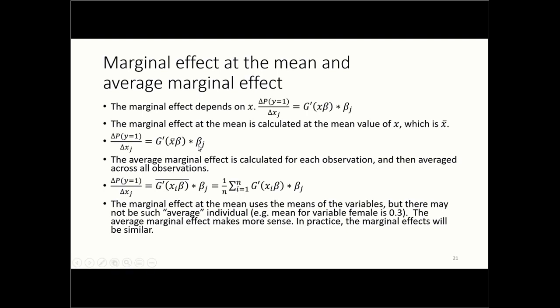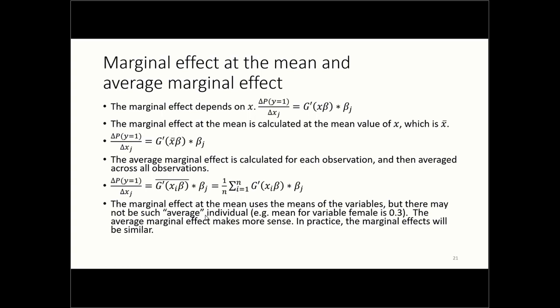So again, there are two ways in which to calculate these marginal effects. The marginal effect at the mean: you take the average of x and then you plug it in, and that's how you estimate it. Or the average marginal effect: you take the marginal effects for everyone in the sample and then average those effects. The marginal effect at the mean uses the means of the variables.